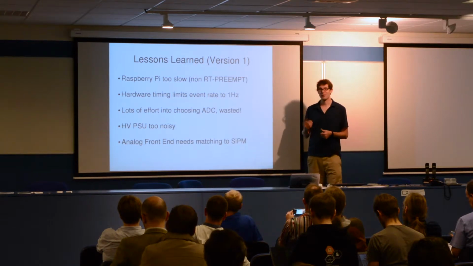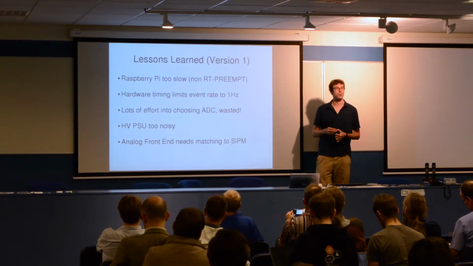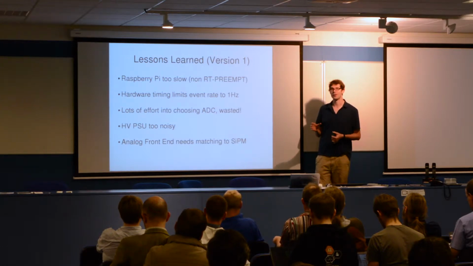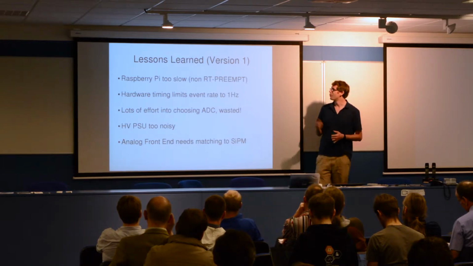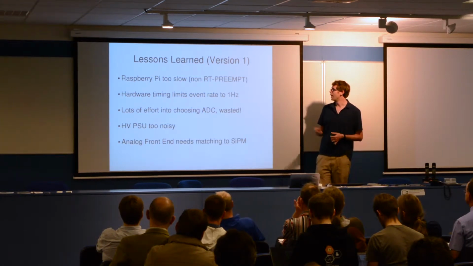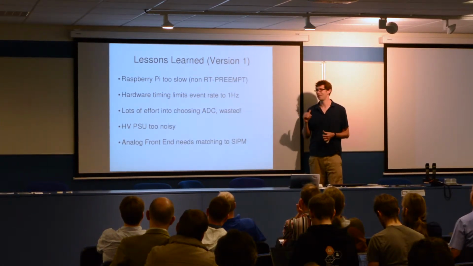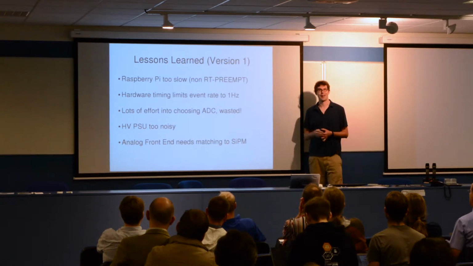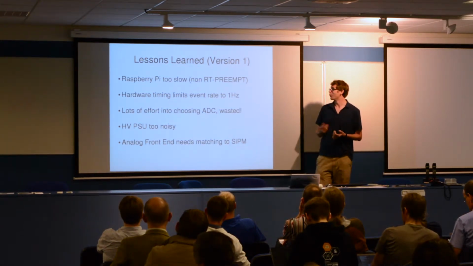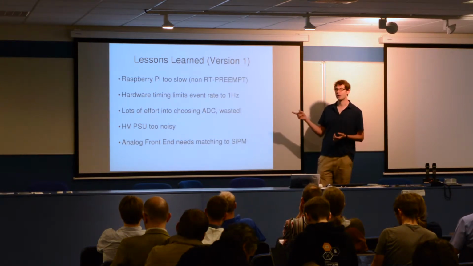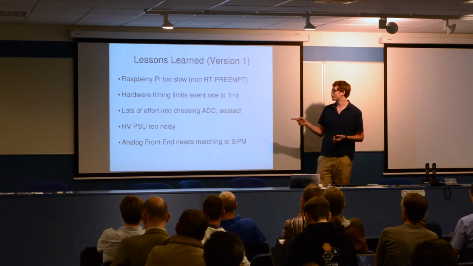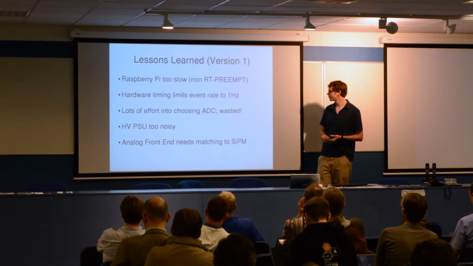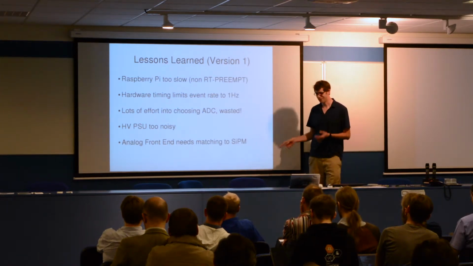The lessons learned from this: the Raspberry Pi was far too slow for what we needed. We were looking at an event rate of around 5 Hertz, which for real high energy physics is nothing, but for us it was still quite a lot. We found that we couldn't get the responses that we needed from the Pi just using standard Raspbian. The counter was poorly designed by me, and it limited our event rate to 1 Hertz. I hadn't considered that we might have more than 1 per second. We put a lot of effort into choosing our ADC, which wasn't really necessary, as I'll come on to later. And the power supply we used was too noisy, but that's kind of a suck it and see. We also didn't correctly match the analog front end to the SiPM.